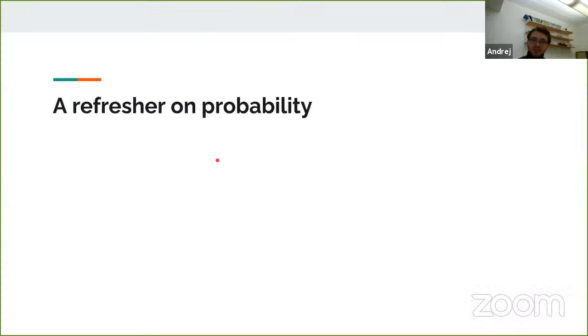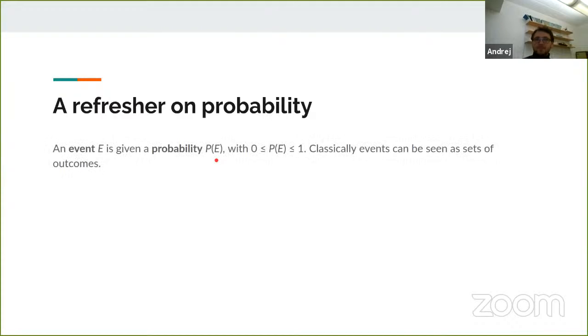Okay, so let's have a brief review of the main concepts in probability that we'll use in this talk. And we won't do it in a formal way. It's just going to be a quick review of what these concepts are. The key concept is that of an event, and it can be seen as a set of outcomes of some experiment. These events are assigned probabilities, and a probability is just a number between 0 and 1 inclusive.